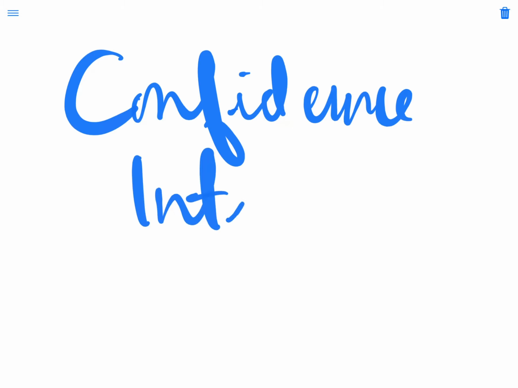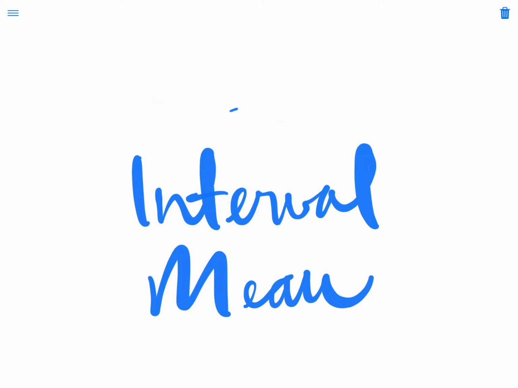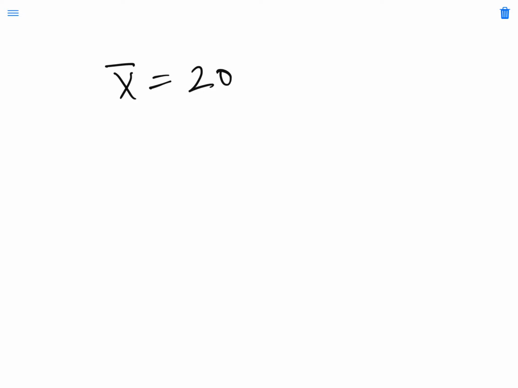Let's talk about how to calculate the confidence interval of a mean. Let's say that we have a data set that has a mean of 20, standard deviation of 5, and a sample size of 50. So if we want to calculate a confidence interval for this value, what we're saying is that in our sample, we've calculated the mean and it is equal to 20.